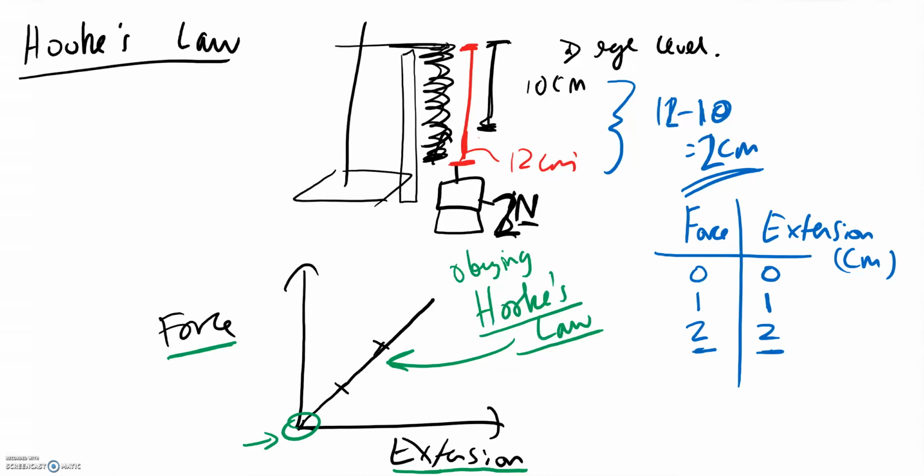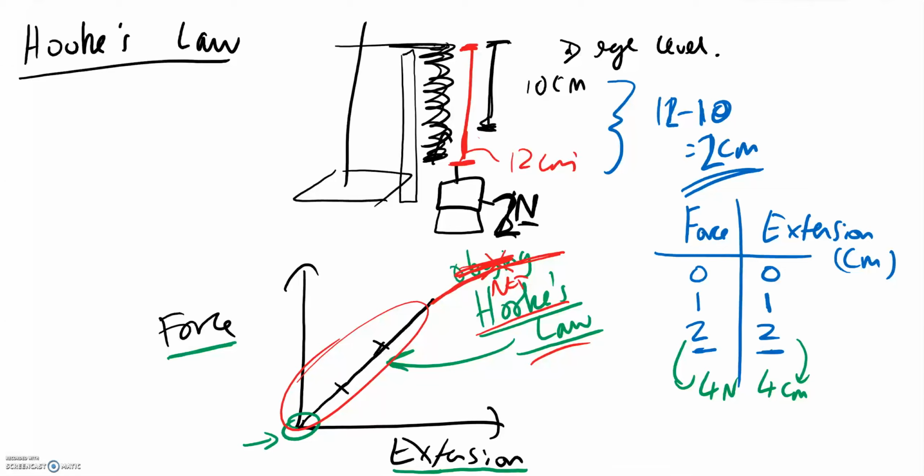So if I doubled the force, if I now went from 2 to 4 newtons, well, you can probably spot the pattern. This is going to double, so we'd get 4 centimeters extension. And this goes on like this, but eventually you reach something called the elastic limit, and it no longer obeys Hooke's law, and that's when it starts to curve. So when it starts to curve, this is not obeying Hooke's law. But really the key thing you need to know at this level is, for Hooke's law, it's a straight line through the origin.